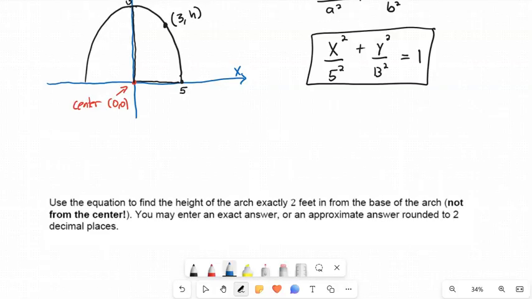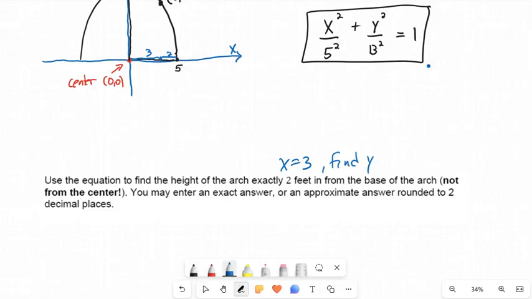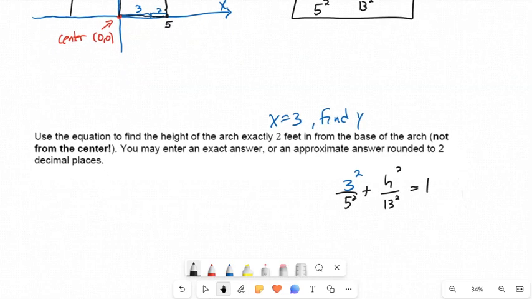So it is specifically, although it's 2 feet from the base, it's an x value of 3, and we want to know the y value. So this is x equals 3. Find y, essentially. So let's plug 3 in for x in our equation. And I used h instead of y, but you can leave it as y if you want. Doesn't matter. We want to just solve for h.